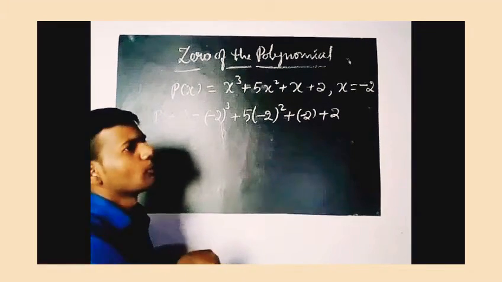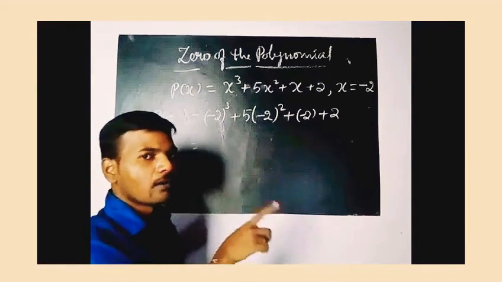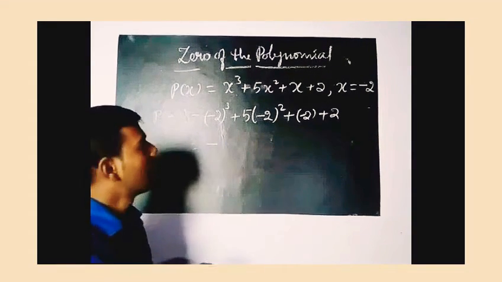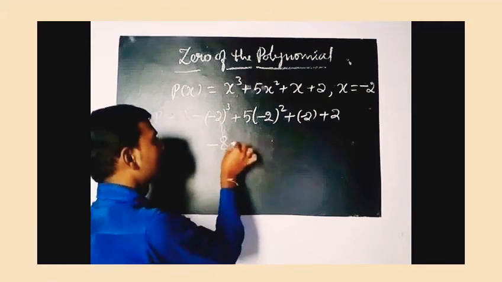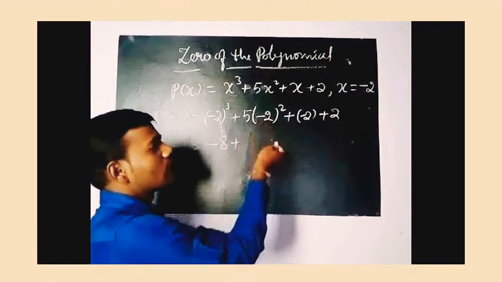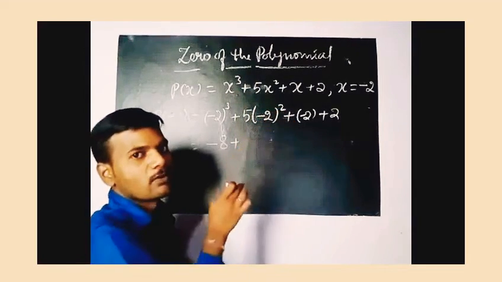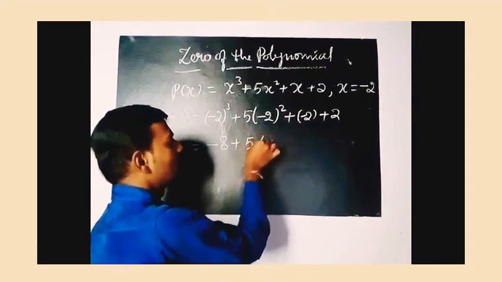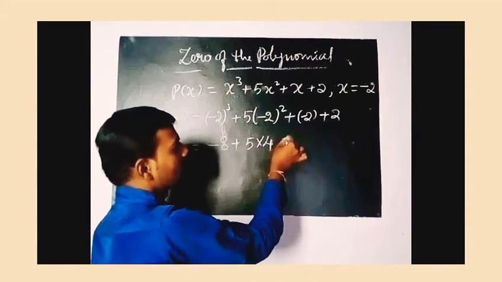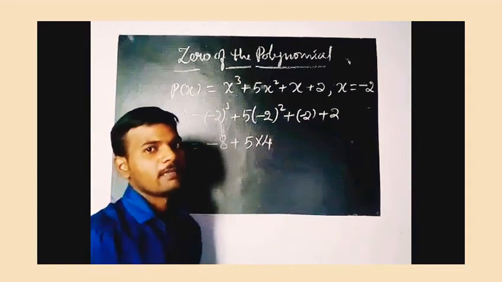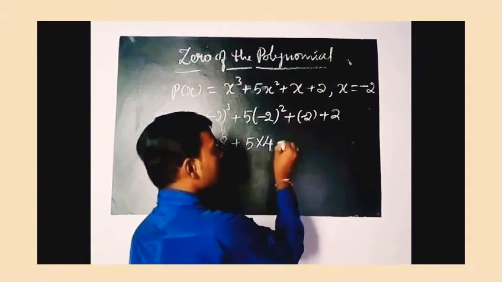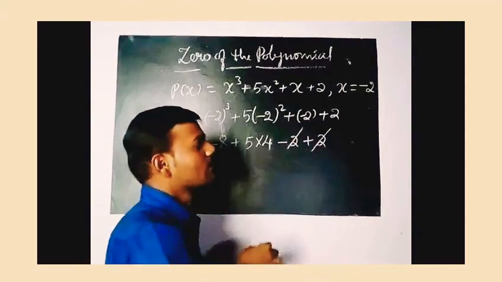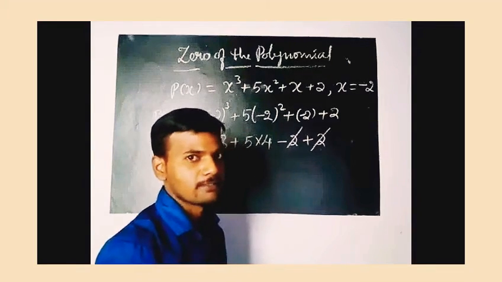Minus 2 whole cube. A negative number to the power odd is always negative. And 2 cube means 8, so it is minus 8. Plus, negative number to the power even. 2 is an even number, no? So that's why a negative number to the power even is always positive. So 5 into 2 square means 5 into 4. And here multiply the plus and minus. Then what will be plus into minus? Minus 2 plus 2. Here minus 2 plus 2 gets cancelled. Same numbers having opposite signs get cancelled.